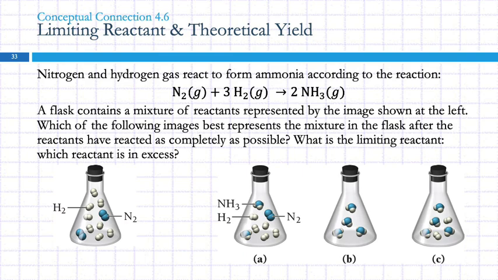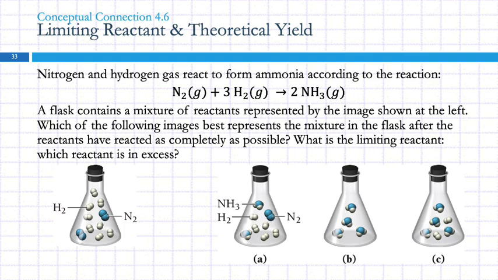Okay, so here we have nitrogen and hydrogen forming ammonia. Got a balanced chemical equation. 1 nitrogen and 3 hydrogens making 2 ammonias. So we have this flask here on the left. It contains a mixture of the reactants. We have identified the blue ones are the nitrogen and the white ones are the hydrogens. Which of the following images best represents the mixture in the flask after the reactants have reacted as completely as possible?